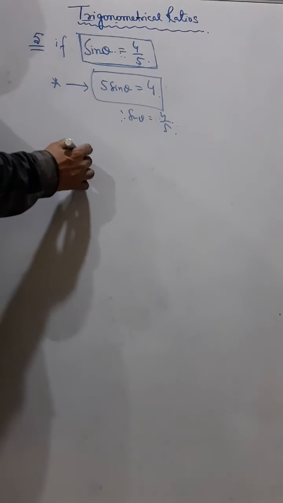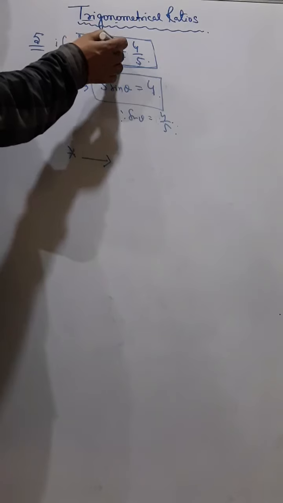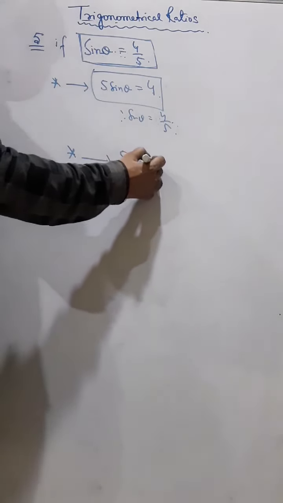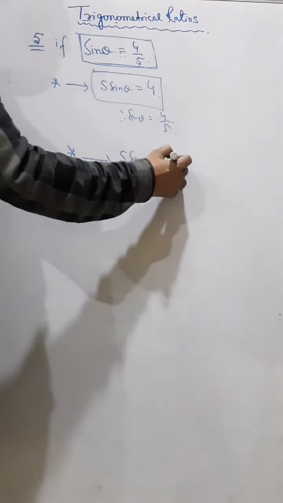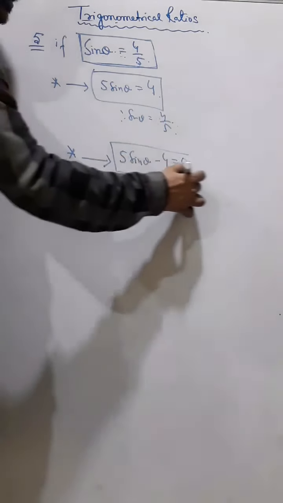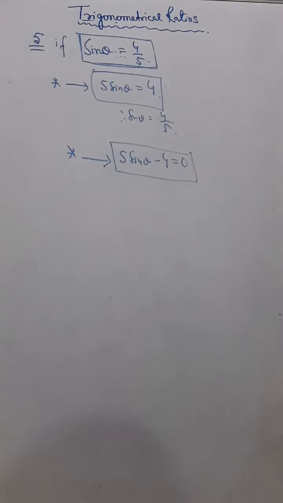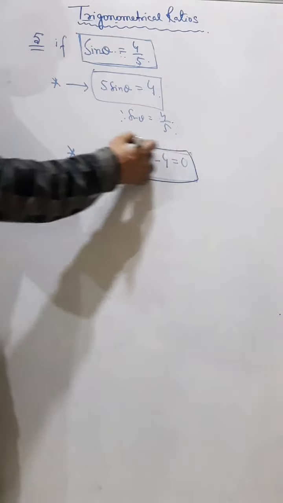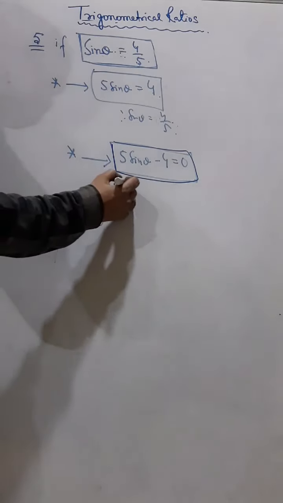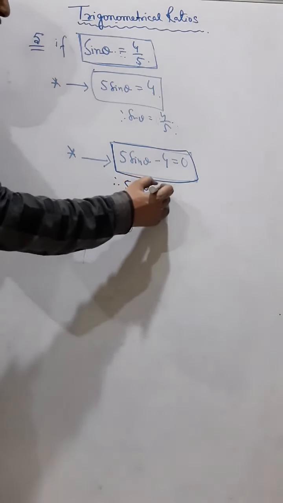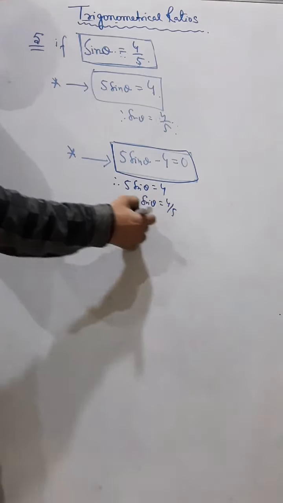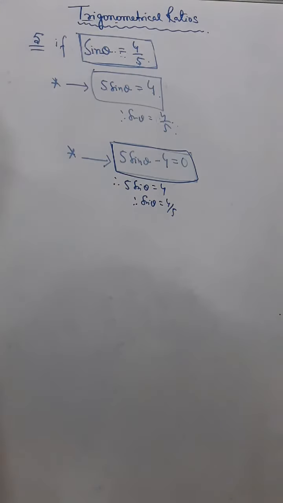Again, instead of giving it in this way, they can also give you 5 sin theta minus 4 is equal to 0. Now this may be the heading. So you can understand it is the same thing. When they give the heading in this way, you can say therefore 5 sin theta is equal to 4, and therefore sin theta equals 4 by 5, and then we will do as I have done number 5.